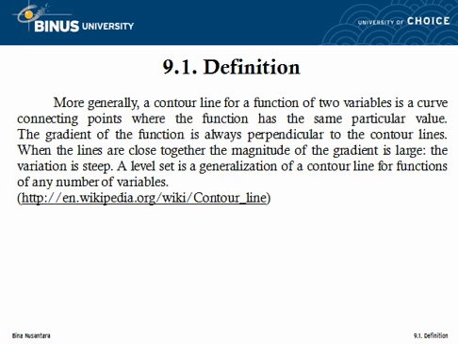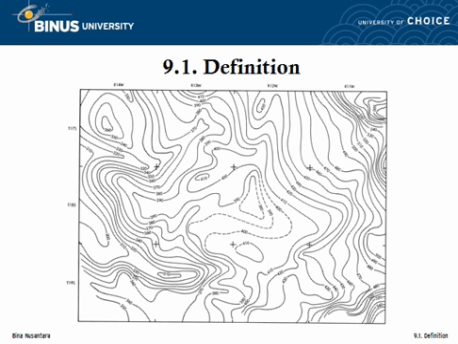More generally, a contour line for a function of two variables is a curve connecting points where the function has the same particular value. The gradient of the function is always perpendicular to the contour lines. When the lines are close together, the magnitude of the gradient is large. The variance is steep. A level set is the generalization of a contour line for functions of any number of variables. And here's a sample of a contour map.